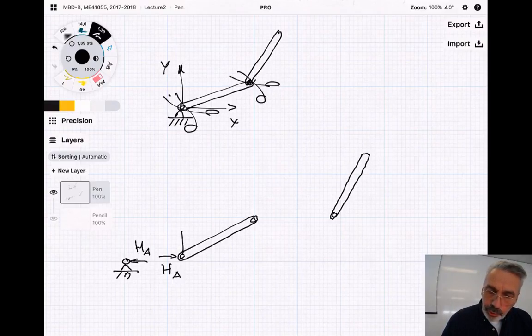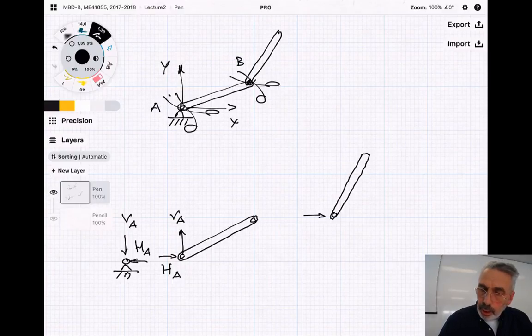Vertical force VA, and the same here on the support. And then here at B, and this was called B, and this was called A. Horizontal force in B, and a vertical force in B.